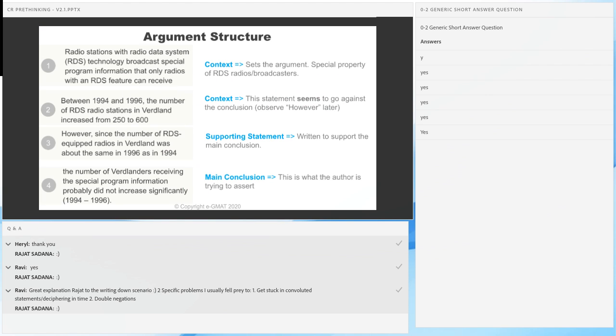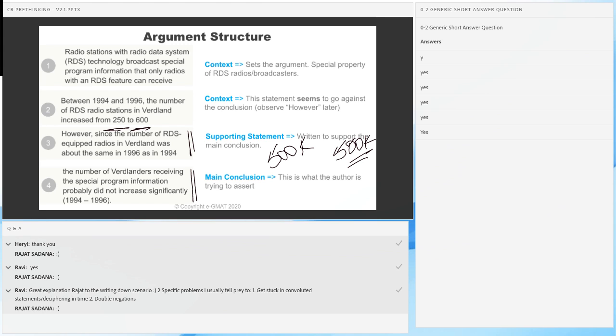Okay, let's look at this. I'm going slightly quickly. You have the conclusion over here, and there's a reason why the author arrives at this conclusion. What are the reasons? First, the number of RDS-equipped radios in 96 and 94 were the same. So if the RDS-equipped radios in 94 were, let's say, 500,000, then the RDS-equipped radios in 96 were also about the same number, 500K. But the number of transmitting stations more than doubled. It went from 250 to 600. So these radio towers that are transmitting more than doubled overall.